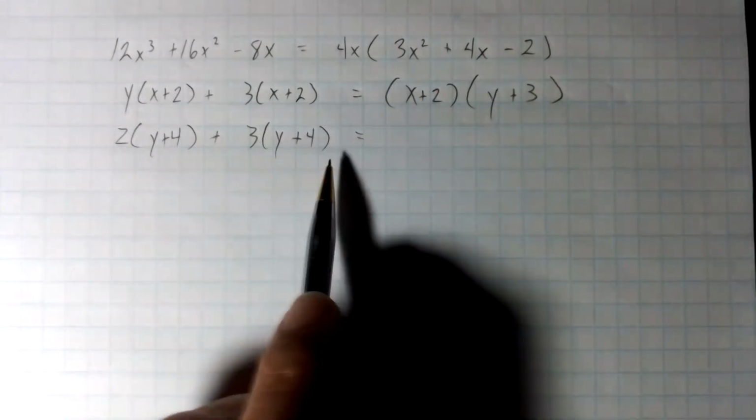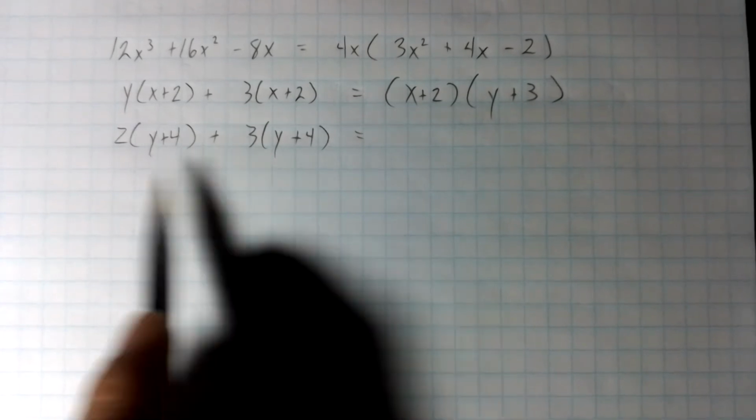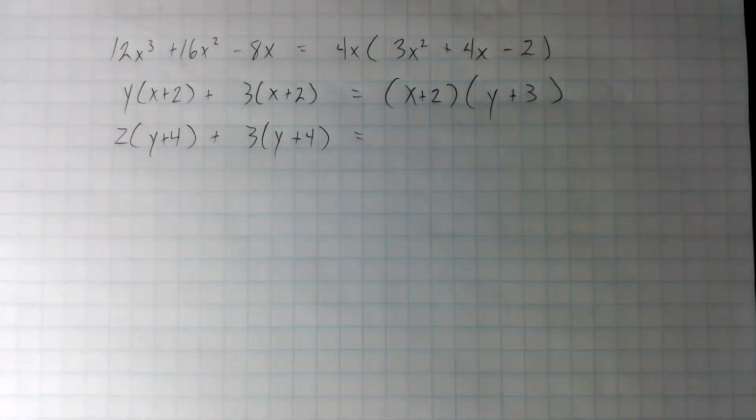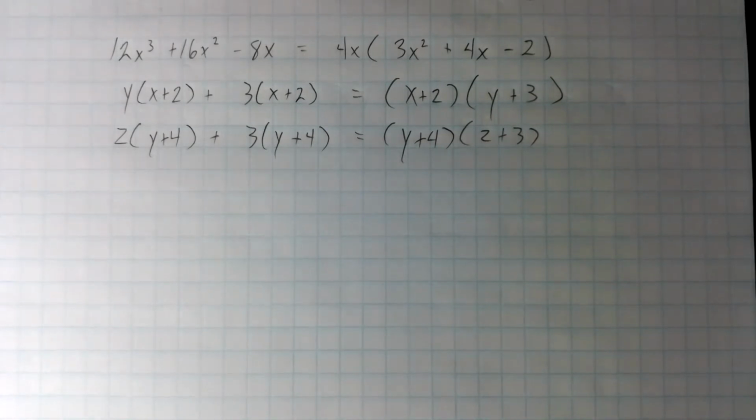And really here I have something very similar. I have a z times this and a 3 times this. The y plus 4 is what gets factored, and I'm left with the z plus 3.